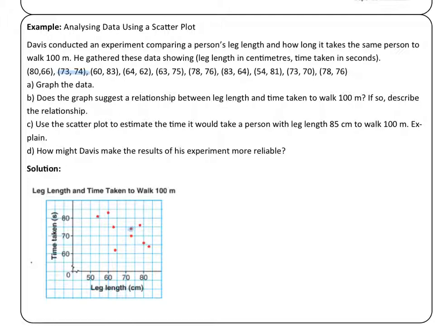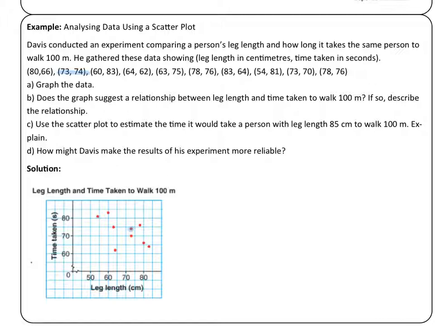I didn't want to get into too many details about how to graph it because I think that you guys can probably do that. But this is what your graph should look like. Does the graph suggest a relationship between leg length and time taken to walk 100 meters? If so, describe the relationship.